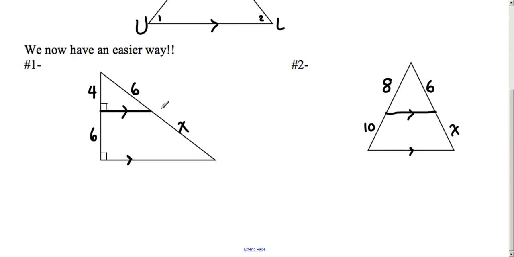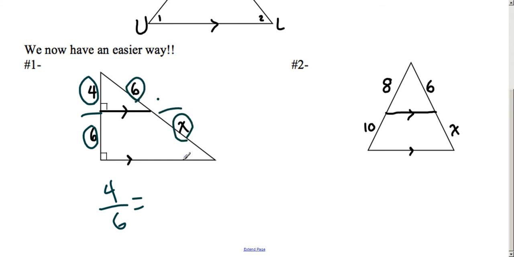Okay, number one says we now have an easier way. We've got this triangle here. We've got a missing piece here. Now, without the side splitter theorem, we would have to add these two and set up a proportion with the small triangle to the bigger triangle. But now with this theorem, we can just take 4 over 6 and set that equal to 6 over X. Okay, that saves us a lot of time, and we don't have to redraw the triangles.